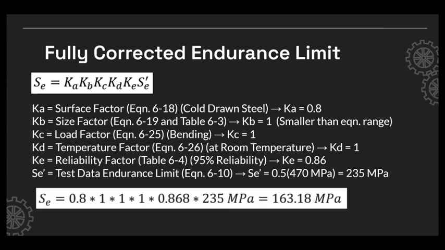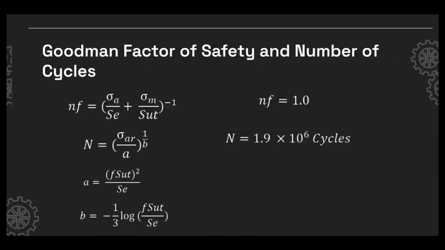To find the fully corrected endurance limit, we had to determine the Marin factors and the test data endurance limit. For the Marin factors, the service factor is 0.8, the size factor is 1, the load factor is 1, the temperature factor is 1, and the reliability factor is 0.86. With a test data endurance limit of 235 megapascals, the corrected endurance limit turns out to be 163.18 megapascals.